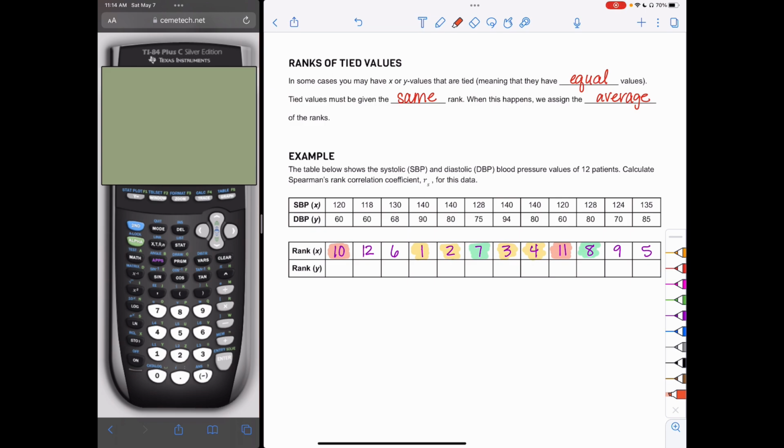So I'm going to start off with 1, 2, 3, and 4. So for 1, 2, 3, and 4, if I find the average, 1 plus 2 plus 3 plus 4, and I'll divide it by 4 numbers, I see that they should have the value of 2.5.